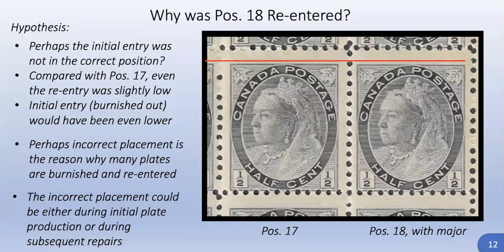The incorrect placement could have either been done during the initial plate production or during subsequent repairs, when they see something's worn or something broken on a plate. They may have to go in, burnish out the whole plate and re-enter it, because some re-entries are very clearly not on the plate proofs. There's enough evidence to say that many times the plates have been removed and the re-entry is done, and then plates are put back into service, and position number 28 on this plate, which in the plate proof didn't have any marks, suddenly now has a mark. Many plates have been removed and re-entered during the course of their use.